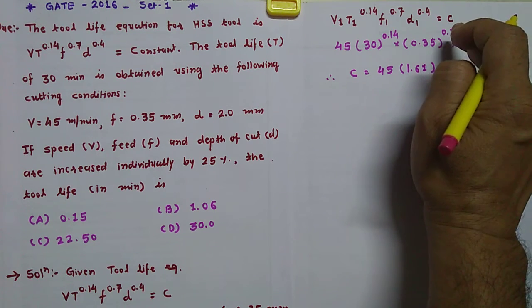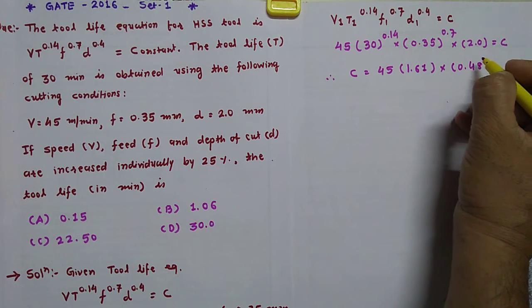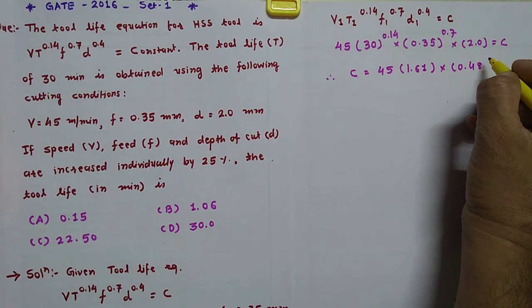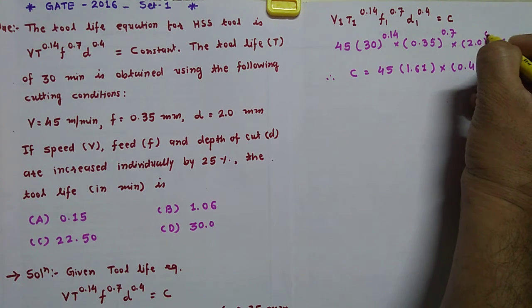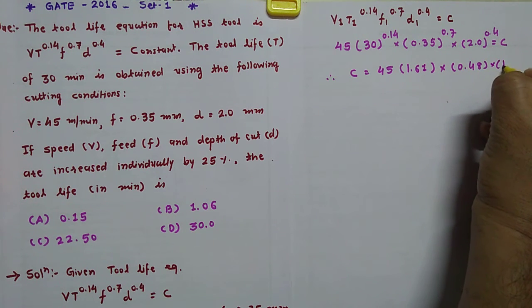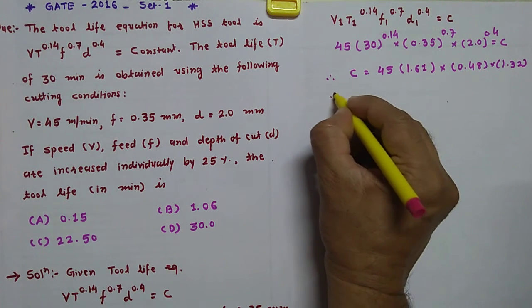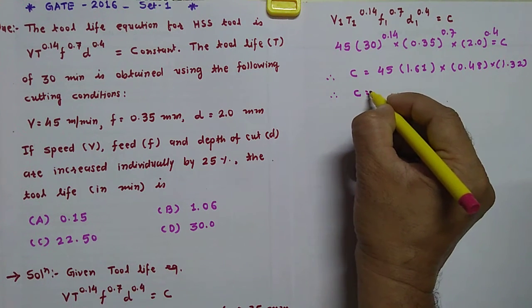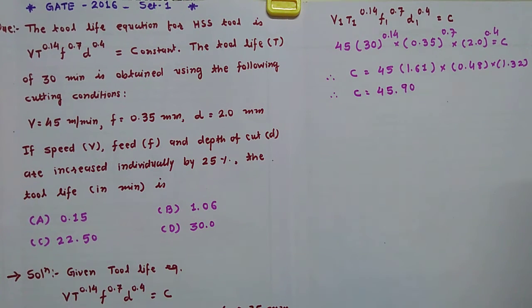Then 0.35 raised to 0.7 is 0.48, and 2 raised to 0.4 is equal to 1.32. So C is equal to 45.90.